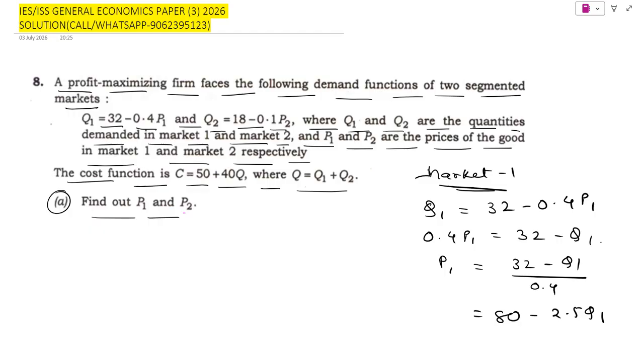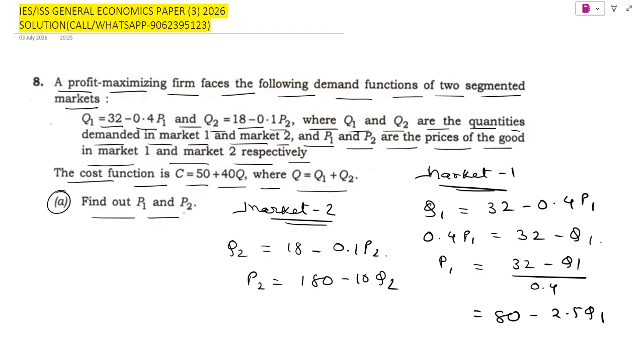Now come to market 2. Given Q2 equals 18 minus 0.1 P2, P2 will be 180 minus 10 Q2. So always convert the demand equation into the inverse demand equation, because total revenue and marginal revenue are easier to calculate when the price is written as a function of the quantity.